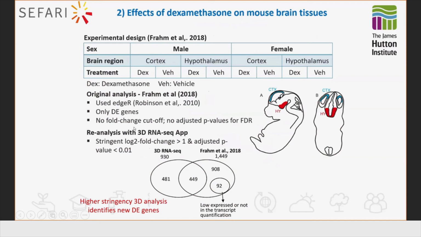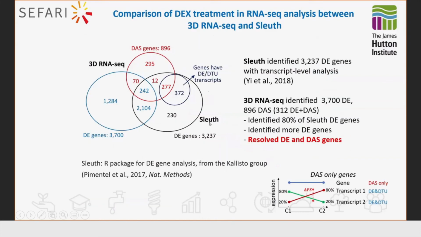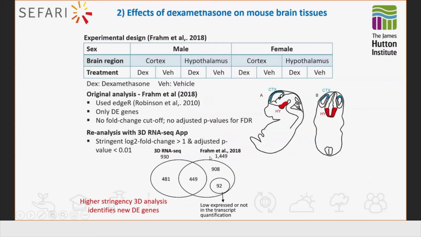They didn't have any fold change cutoff, or they don't do FDR controls for the p-values. So I just analyzed their datasets and then did the comparisons. So in our analysis, we do very stringent filters for the fold change, and also we do adjustment for the p-values. So although we do a very stringent analysis, we still have about 5,000 new DE genes being discovered.